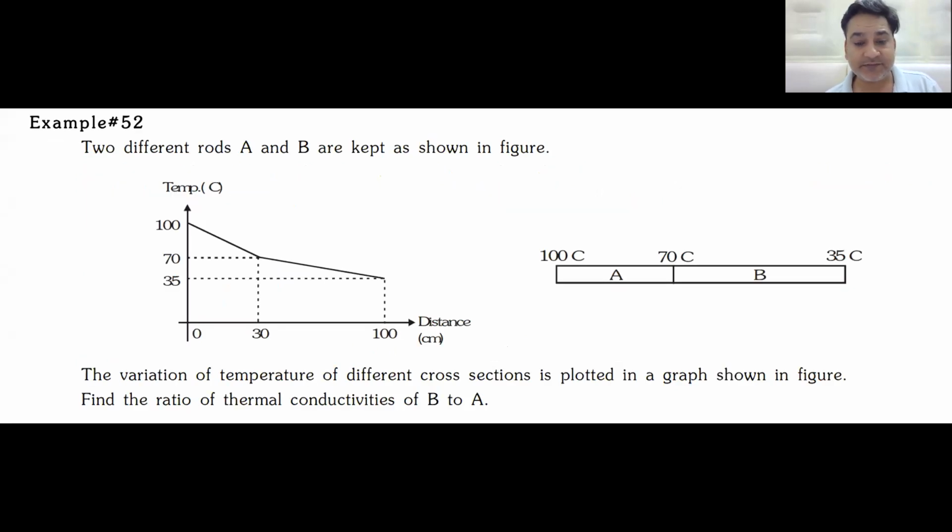This one then. Remember, the question would be very simple, but the language and what they ask in what way might be looking a bit complicated. Two rods A and B are kept as shown. The variation of temperature of different cross section is plotted in graph. Find the ratio of thermal conductivities of B to A. B is the second rod, A is the first one. Give you 2 minutes.